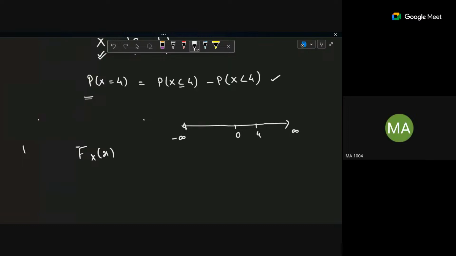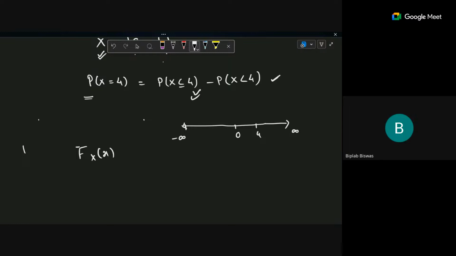Let me explain this first. Whenever you say probability X is equal to 4, which is equal to probability X less than or equal to 4, why are you going with this? Because I'm considering your CDF, fine?